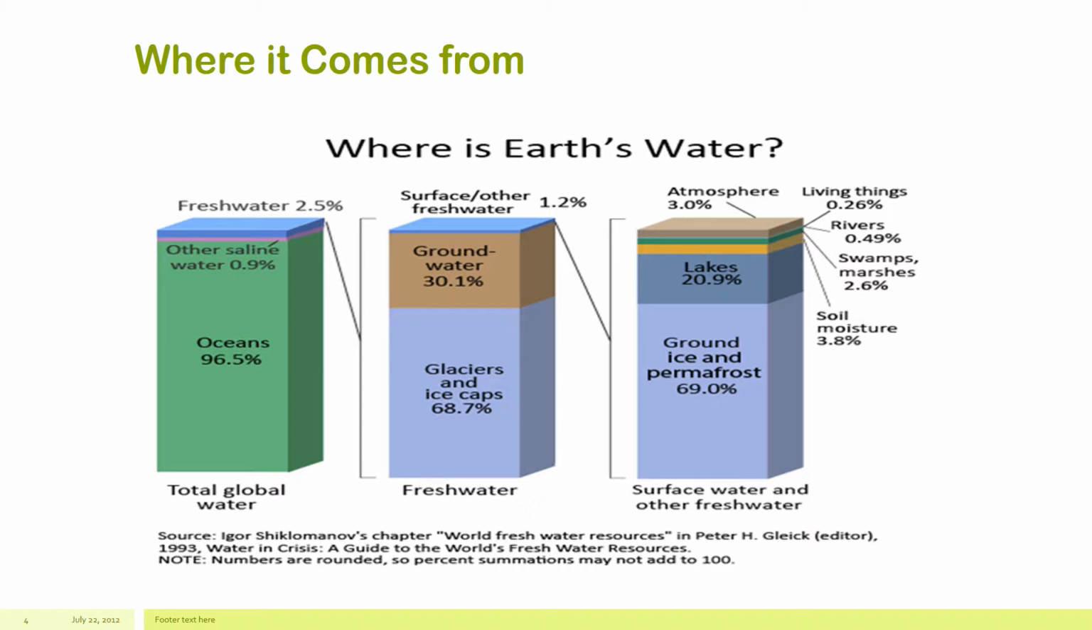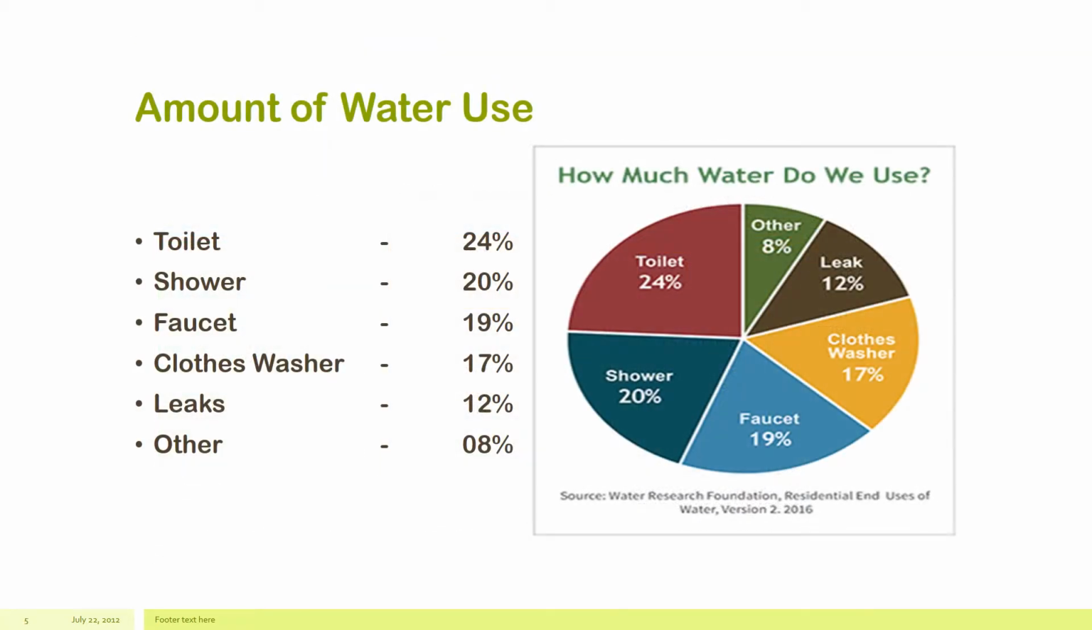So, based on what we previously said, the total global water is 96.5%, which comes from oceans, 0.9% of all the saline water, and then 2.5% of fresh water, which is available and, like I mentioned previously, can be used by man. Of the fresh water, 68.7% is glaciers, groundwater 30.1%, and surface water is 1.2%.